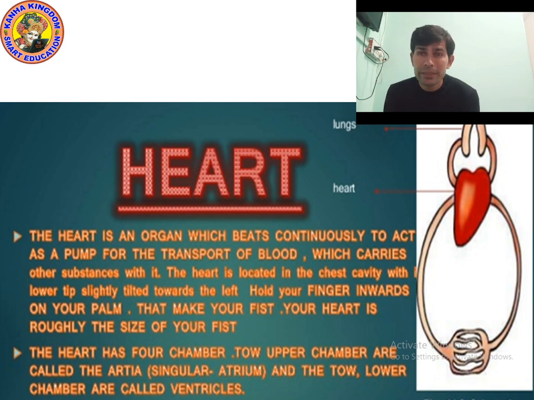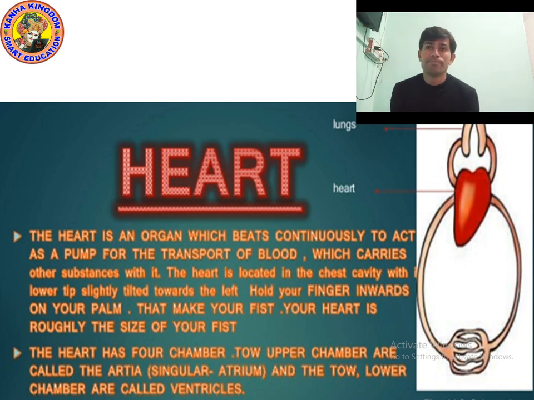Pulmonary arteries and pulmonary veins, their work is just opposite. What is the function of the pulmonary vein? The pulmonary vein carries the pure blood from the lungs to the heart. And pulmonary arteries carry the impure blood from the heart to the lungs. And from the heart to all body parts, the arteries carry blood. You know about it.